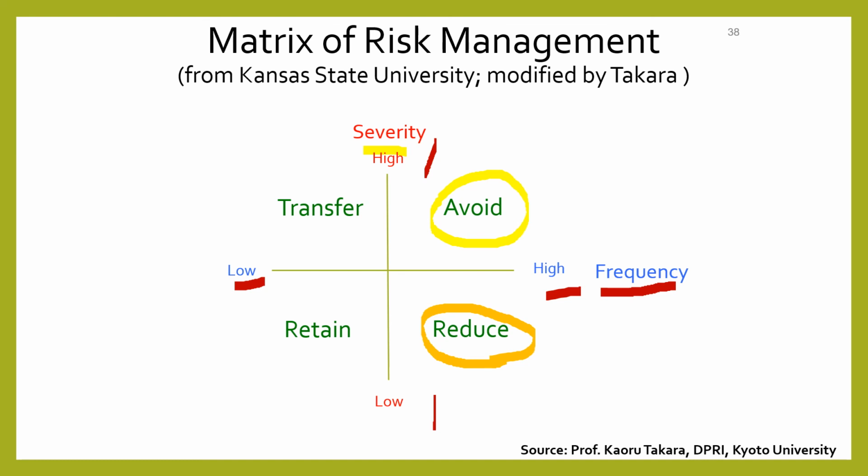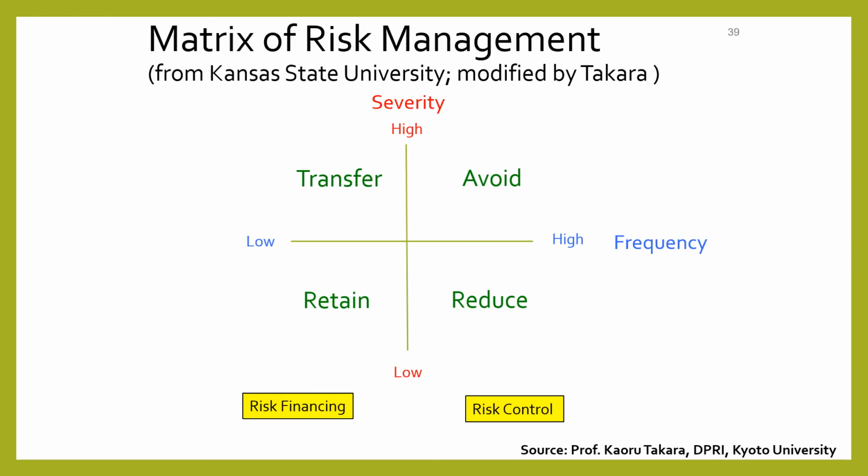Okay, and then if the frequency is low but the severity is high, so we may transfer. Transfer means like an insurance. There is a low frequency of hazard but the severity is high, so there is a possibility of, we call it, a transfer of the disaster, or we can say we make an insurance. And if the severity is low and the frequency is low, so just retain, just don't do anything, that is also all right.